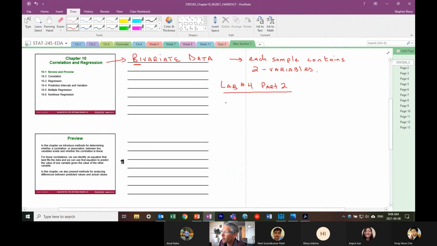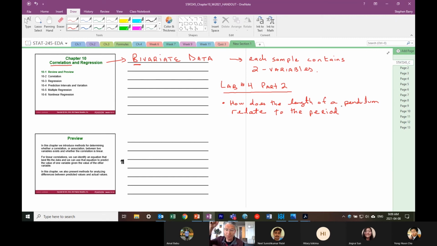We're going to explore, essentially we're going to say, how does the length of the pendulum relate? So that's the key word, correlation. How does the length of a pendulum relate to the period? In other words, the time it takes to make one oscillation. The period of a pendulum is defined as, when you drop it, it swings and then it comes back. That's one period.